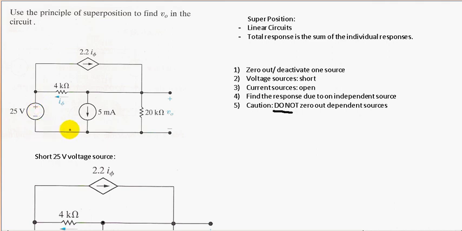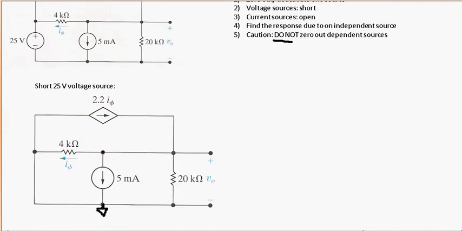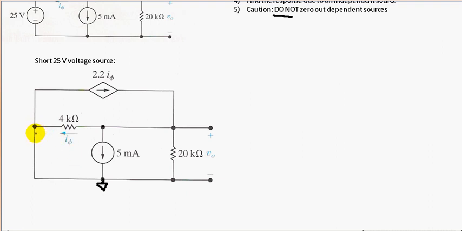Now, let's start by deactivating, or zeroing out, this 25 volt voltage source by shorting it. So we replace this voltage source by a wire. Down here, I have shorted this 25 volt voltage source. Now what we're doing is finding the response due to this 5 milliamp current source. So we have to find VO due to this source.